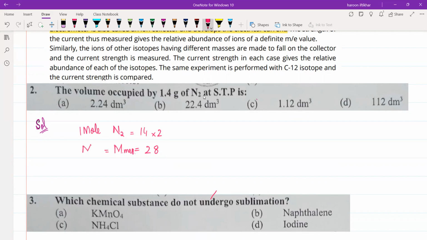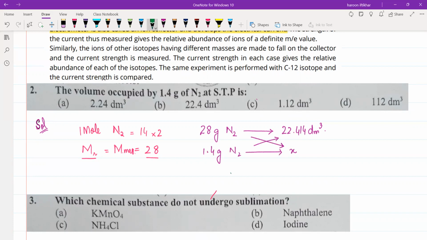The students who are from the background of O levels write it as Mr or molecular mass, whatsoever, you can use it. So 28. According to the standard, at standard temperature and pressure, 28 grams of nitrogen, meaning 1 mole of nitrogen, contains a volume of 22.414 decimeter cube. This is written in your book. So if we have 1.4 grams of nitrogen, then what will be the volume? I'm writing X here. Just cross multiply the two and you'll get your answer.